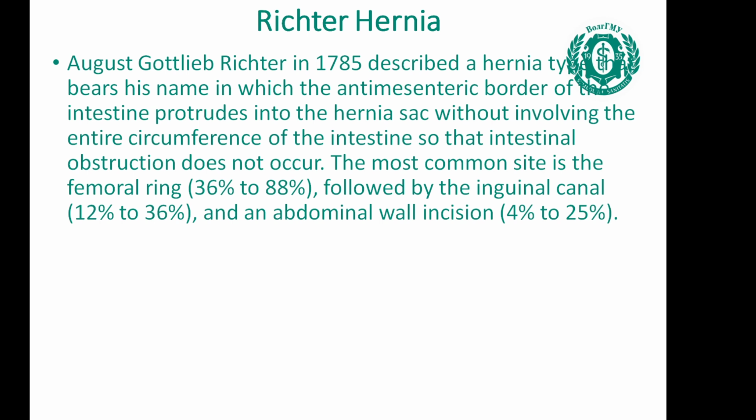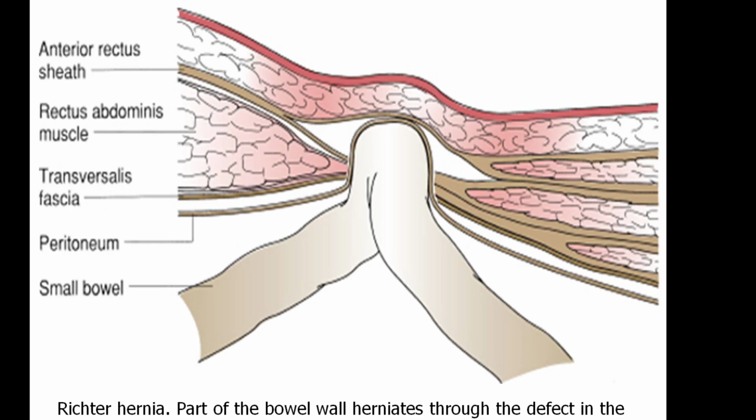The most common site is the femoral ring, 36% to 88%, followed by the inguinal canal, 12% to 36%, and an abdominal wall incision, from 4% to 25%. This picture illustrates the Richter hernia. Part of the bowel wall herniates through the defect in the abdominal wall.